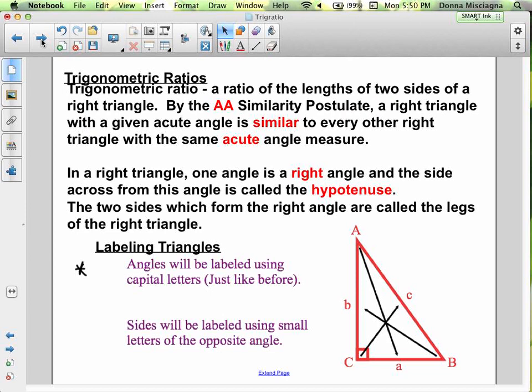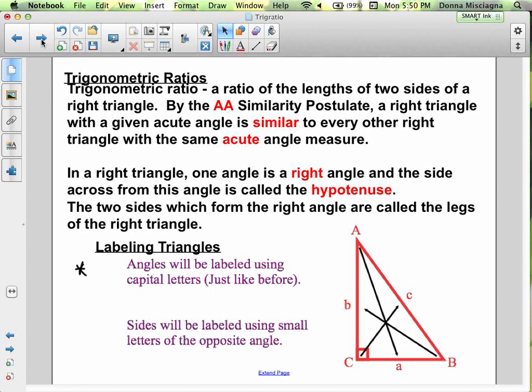So trigonometric ratios. First of all, what is a trigonometric ratio? It's a ratio of the lengths of two sides of a right triangle. By the angle-angle similarity postulate, hey, that's what we used at the beginning of this lesson, a right triangle with a given acute angle is similar to every other triangle with the same acute angle measure.